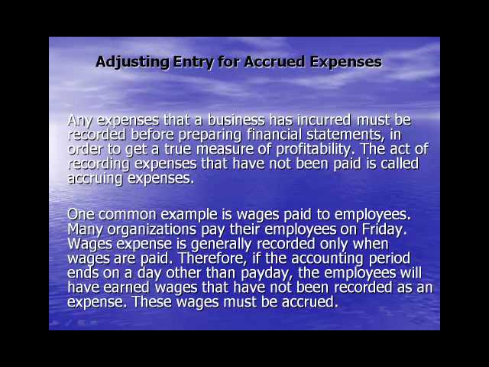Adjusting entry for accrued expenses. Any expenses that a business has incurred must be recorded before preparing financial statements in order to get a true measure of profitability. The act of recording expenses that have not been paid is called accruing expenses. One common example is wages paid to employees. Many organizations pay their employees on Friday. Wages expense is generally recorded only when wages are paid. Therefore, if the accounting period ends on a day other than payday, the employees will have earned wages that have not been recorded as an expense, and these wages must be accrued.